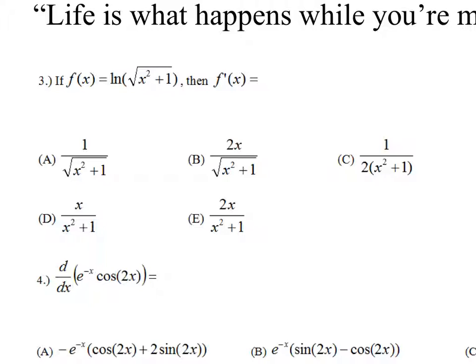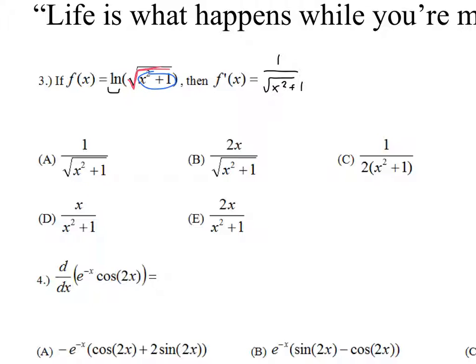Okay, so again, product, quotient, chain. I look at this one and I see I have multiple functions happening. I have a natural log function, I have a square root function, and then I have this x squared plus 1 function. So I'm going to have to use the chain rule. The derivative of the outermost function, the natural log, is 1 over whatever's inside that natural log. So the derivative of the natural log is 1 divided by the square root of x squared plus 1.